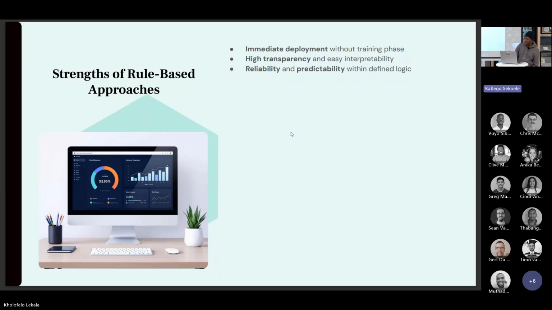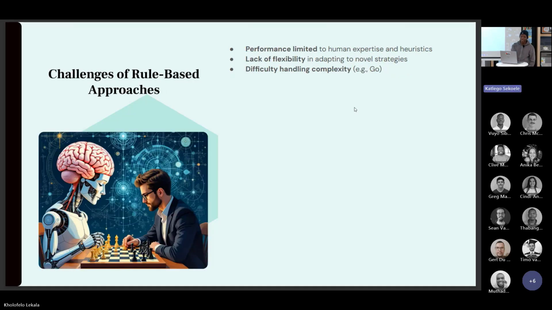The strength of this approach is that you don't need to train it before you use it. All you need is expert knowledge about the game, and then you can create your heuristic function, or evaluation function, from it. It's highly transparent and easy, because you're just using a heuristic function initially made by a human, so it is easy to look at it and predict why it made a certain move. It's also predictable and reliable, because you know that at a certain state, it's going to do a certain move.